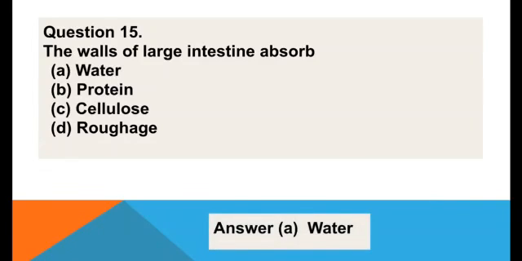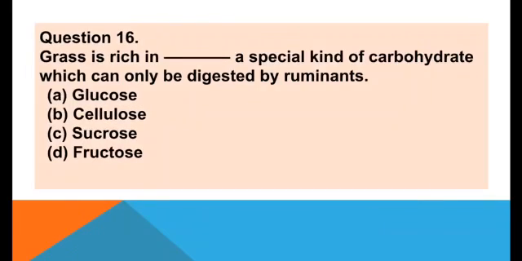Now we have question number 16. Grass is rich in dash, a special kind of carbohydrate which can only be digested by ruminants. As we had a discussion in detail about the ruminant in our first part of the video, you can give the answer very quickly. Your options are option A glucose, option B cellulose, option C sucrose, and option D fructose.